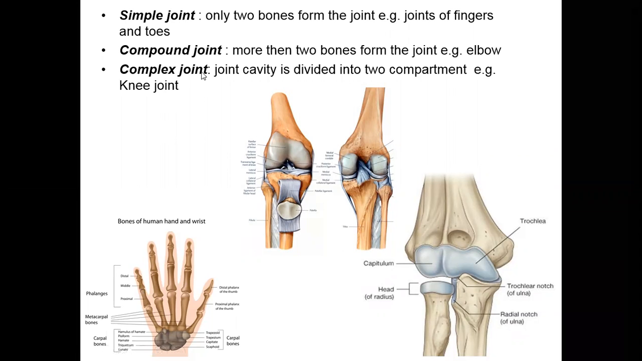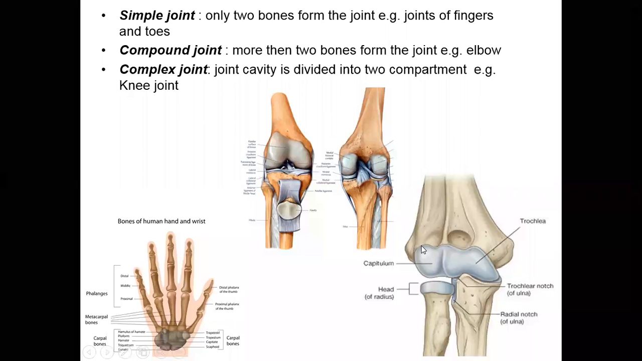Now coming to compound joint. In compound joints, as the name suggests, there are more than two bones. Now this is the elbow joint. In the elbow joint, there is the humerus, which is the bone of the arm, the ulna, which is the medial bone of the forearm, and the radius, which is the lateral bone of the forearm. They join here at the elbow joint. So there are more than two bones. This type of joint is called a compound joint.